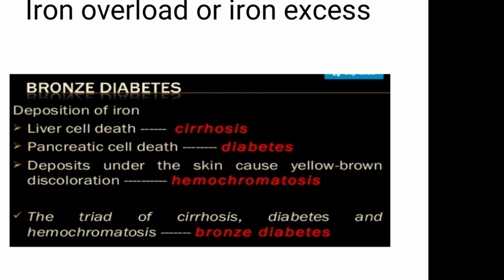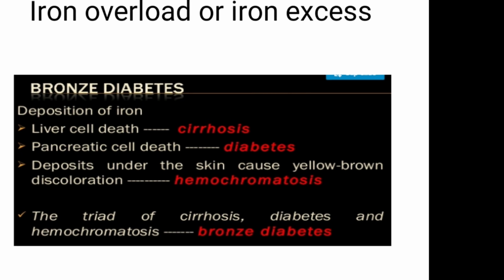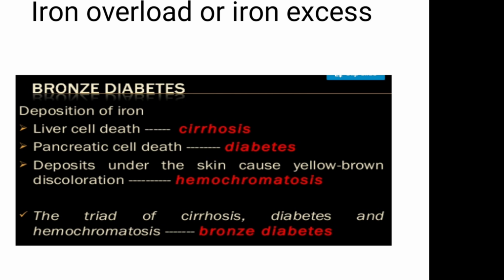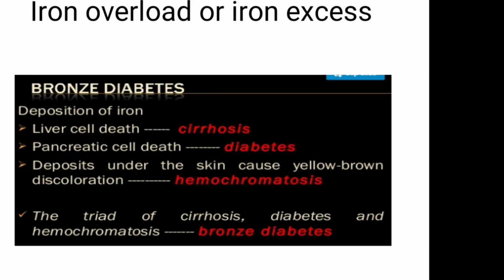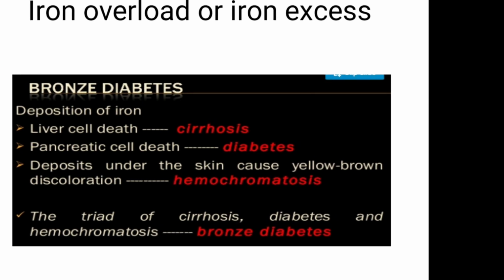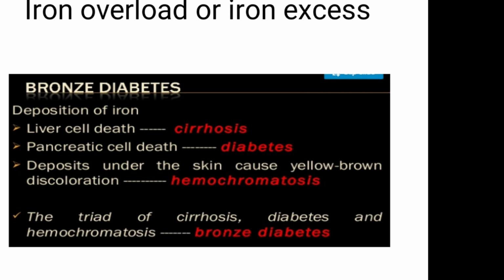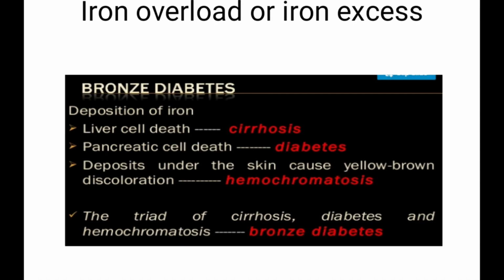The triad of cirrhosis, diabetes and hemochromatosis altogether is referred to as bronze diabetes. Bronze diabetes is caused by iron overload, deposition of iron in various organs, especially the liver and pancreas. So there is no secretion of insulin because of the pancreatic cell death, so it is bronze diabetes. Okay. So this is about the iron.